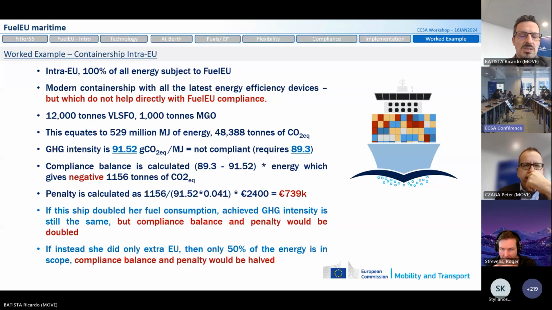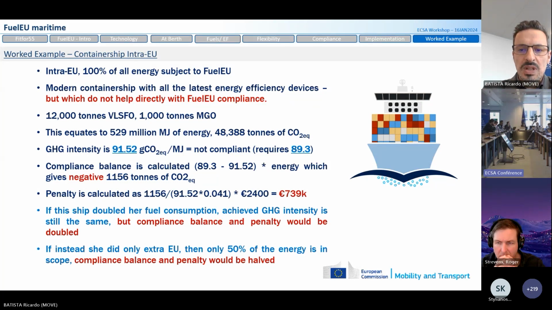So the consumption in terms of very low sulfur fuel oil and marine gas oil, we calculate the energy derived under scope from the fuel consumption reported and compute the CO2 equivalent emissions. The greenhouse gas intensity can be calculated, so we can determine non-compliance with FuelEU in 2025, where we require 89.3 grams of CO2 per megajoule. So the compliance balance can be calculated. It will be negative. A penalty is calculated in the order of above 700,000 euros for this specific case.